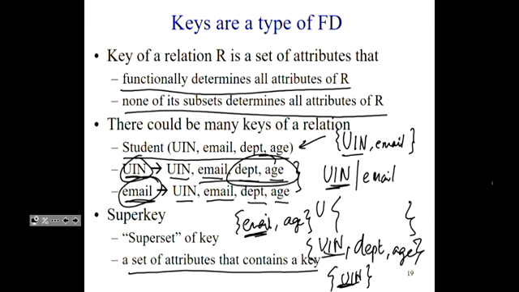So another way to think about a super key is these are all sets of attributes that if you place on the left-hand side of a functional dependency, you can place all of the attributes of the relation on the right-hand side, and that functional dependency would hold. Okay? Make sense? All right.